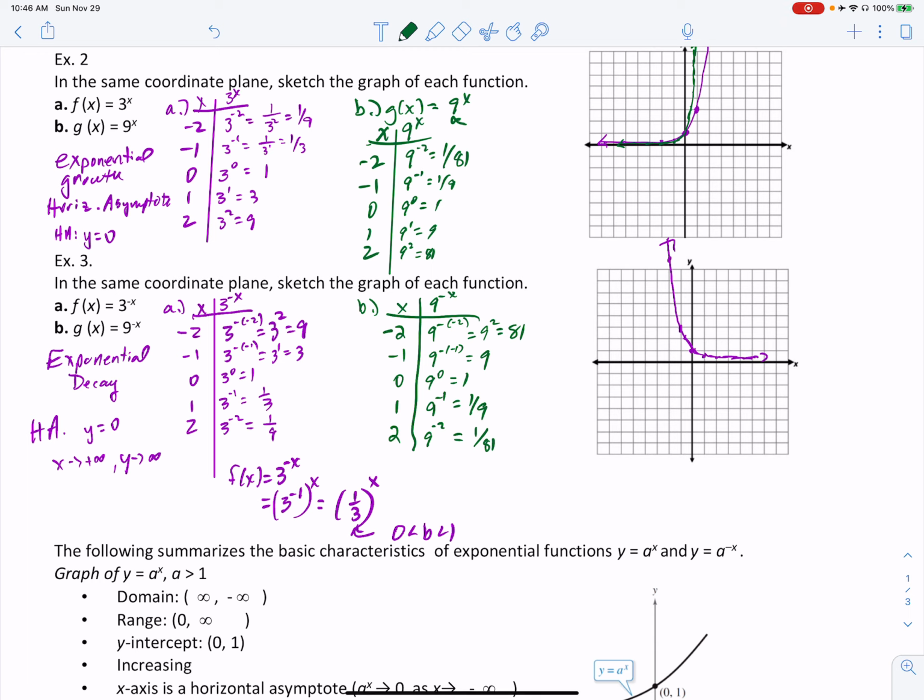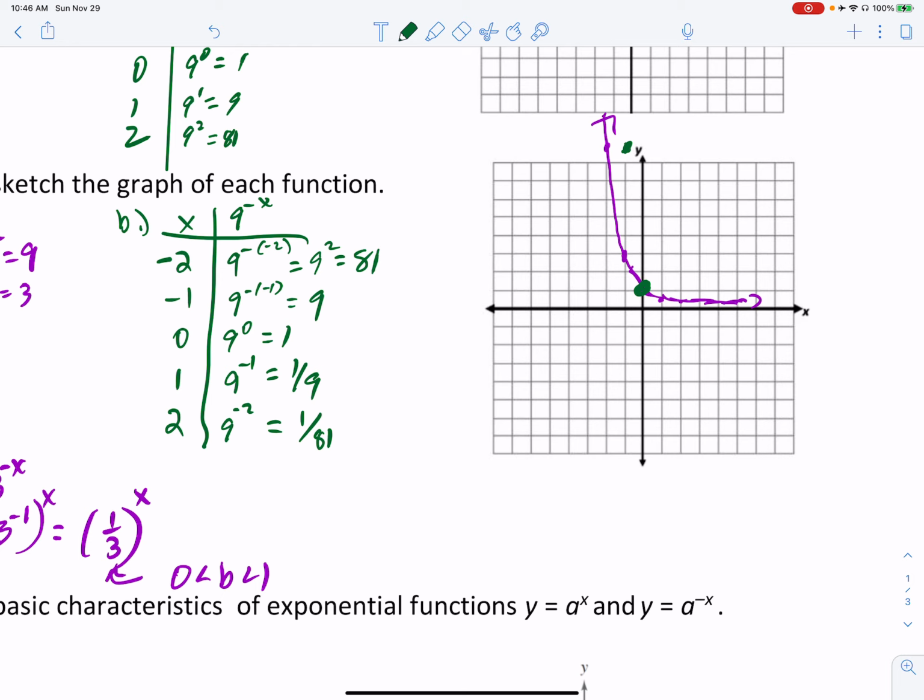So again, at -1, you're at 9. At -2, you're way up at 81. At 0, you're at 1. They share that point. But then as we go to the right, at 1, you're at 1/9, which is lower. And at 2, you're at 1/81. So it goes to the x-axis much more quickly than the base of 1/3 did.